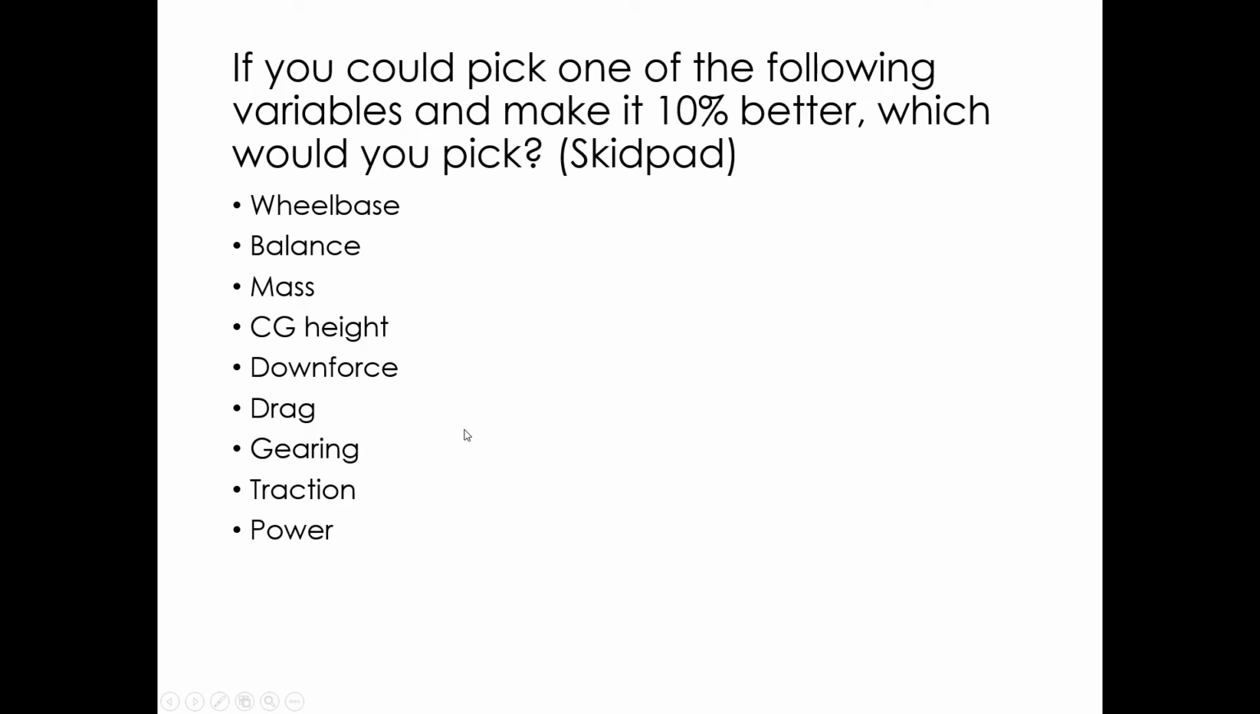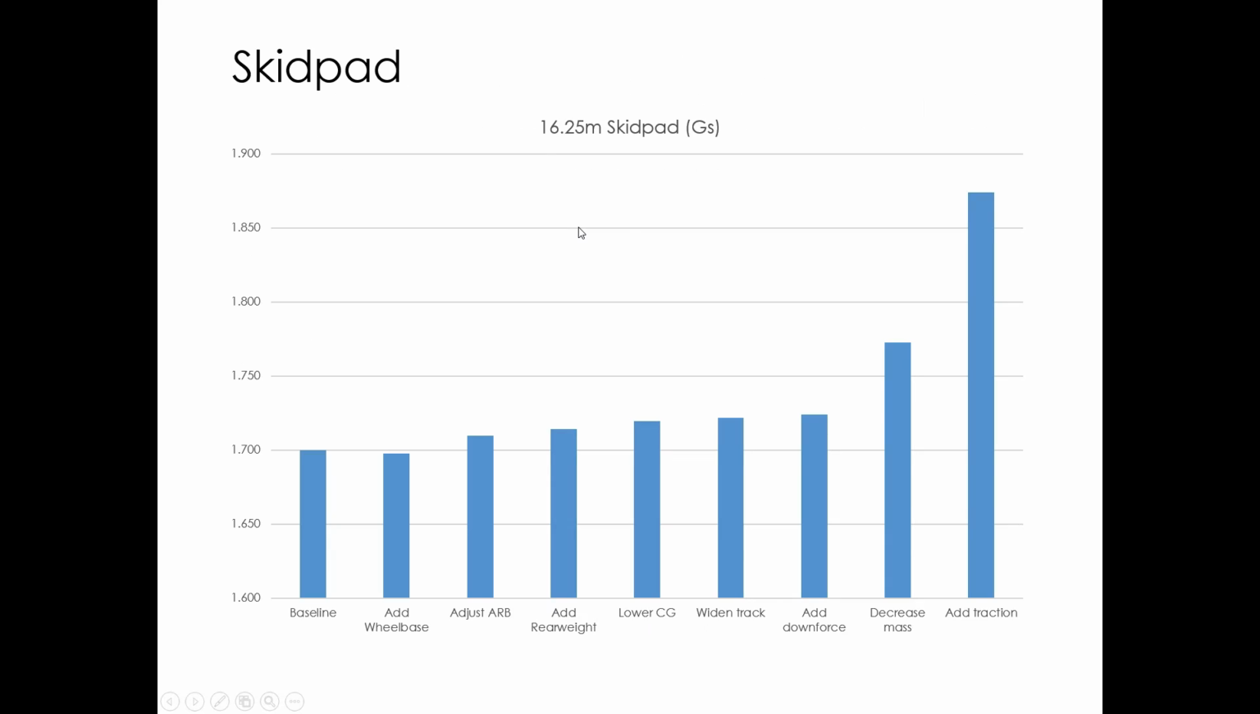So let's go around a corner now. Let's take this set of parameters: wheelbase, balance, mass, CG height, downforce, drag, gearing, traction, power. If you can make each of these things, or one of these things, 10% better to make a car go around a turn better, which one would you do? If you could pick one of these things and make it 10% better to go around a turn better, what's going to be the best one?